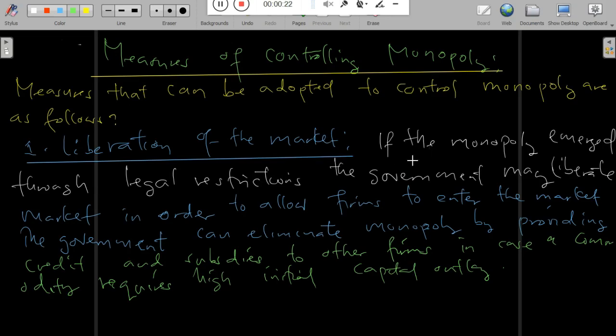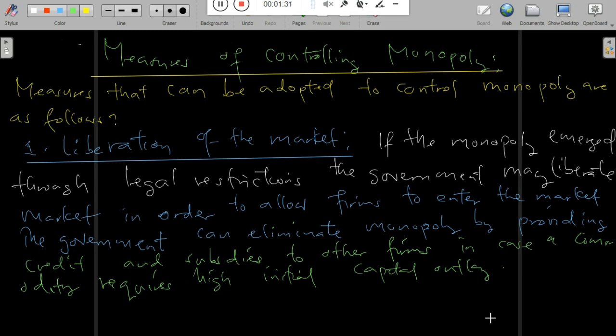Measures of controlling monopoly. As I told you, monopoly is whereby a single seller dominates the market. So measures that can be adopted to control monopolies include liberalization of the market. If the monopoly emerged through legal restrictions, in one way or another, we can allow firms to enter the market. So by allowing firms to enter the market, the government can eliminate monopoly by providing credits and subsidies to other firms in case the commodity requires a high initial capital outlay.